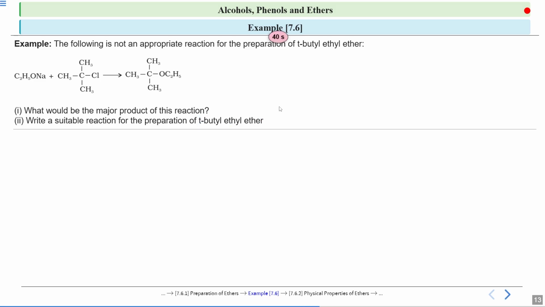So I'll give you 40 seconds to solve this question. You try it and then we are going to discuss it.